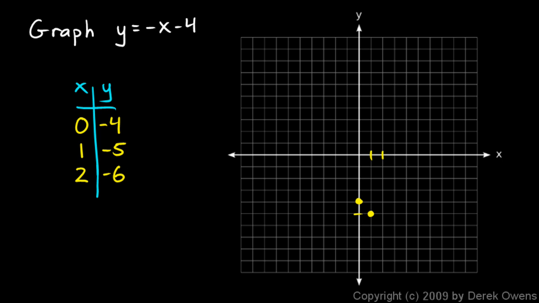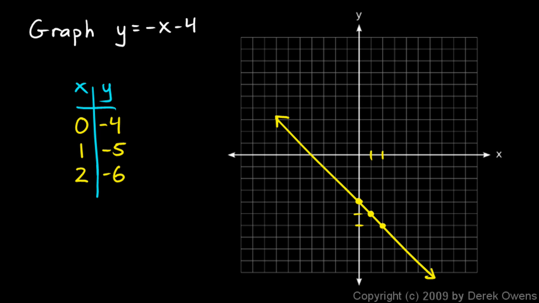Well, we go in the x direction 2 and in the y direction negative 6. So 2 horizontally and negative 6 vertically. There we have some points. They're all in a line. We could continue to plot more, but all of them will end up being right on that line. So let's go ahead and draw in the line.